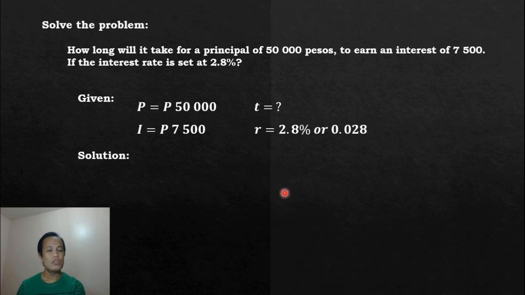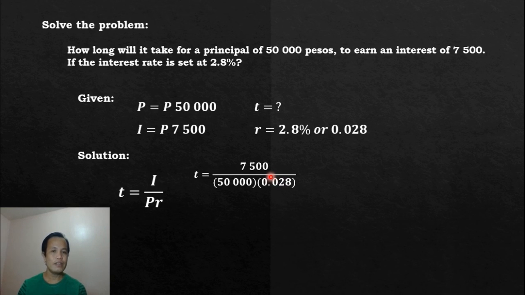Since time is unknown, we need to use the formula for time, which is T equals I over PR. So our I, or interest, is 7,500. Our P, or the principal, is 50,000. And our rate, or the R, is 0.028. So we will use the decimal. We multiply 50,000 times 0.028.